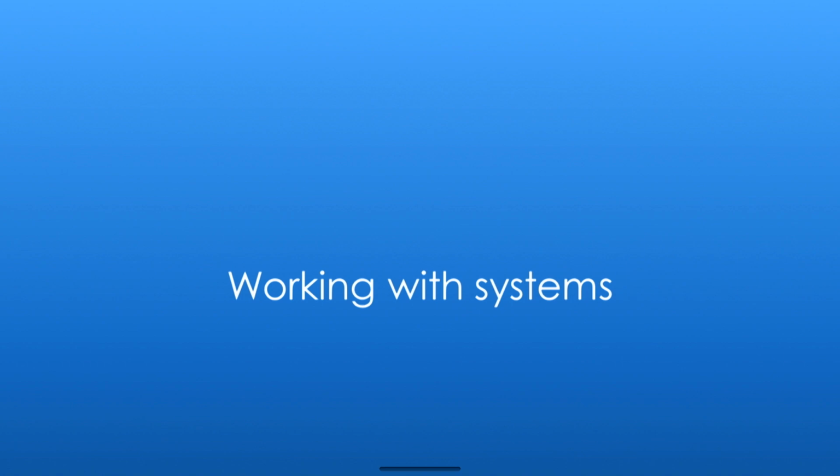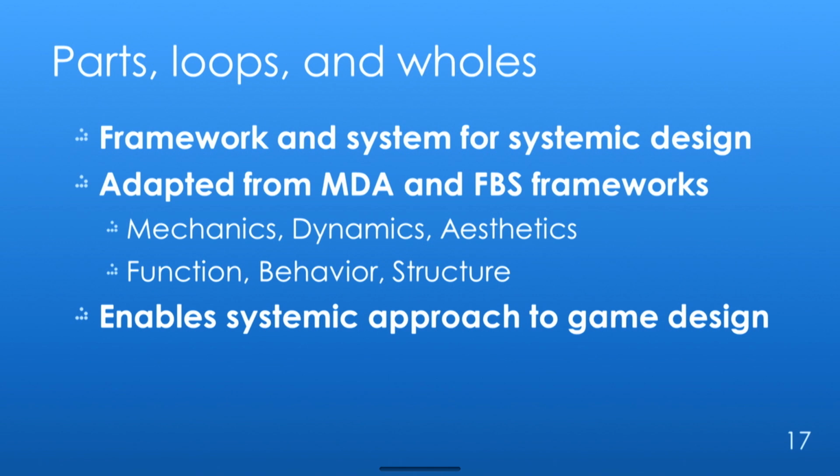Okay, so working with systems. That was the theory part of the talk. Now we'll try and get down to something a little more practical. Most of you probably know about mechanics, dynamics, aesthetics. Aesthetics is a seminal paper. There's another framework that's used in the educational field called function, behavior, structure, FBS. They're fairly equivalent, not exactly equivalent, but fairly equivalent.